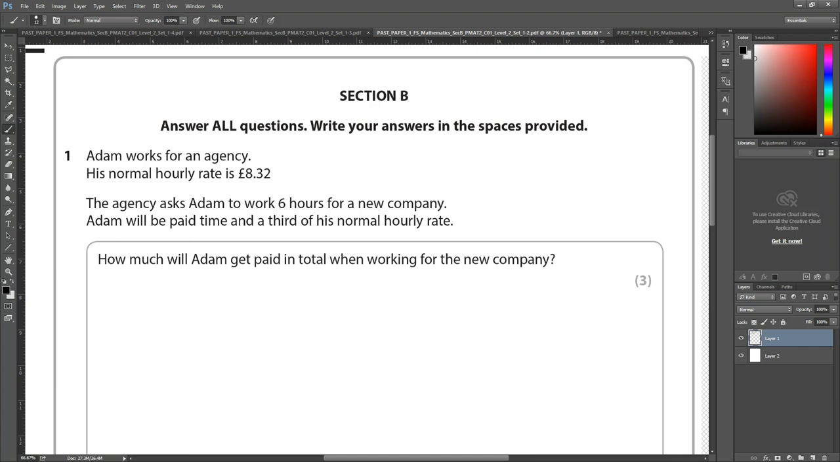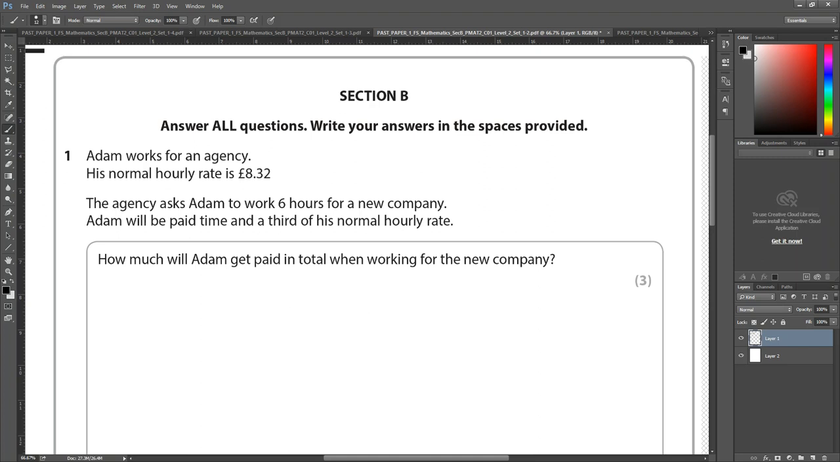His normal hourly rate is £8.32. Agency asks Adam to work 6 hours for a new company. Adam will be paid time and a third of his normal hourly rate. How much will Adam get paid in total when working for the new company?